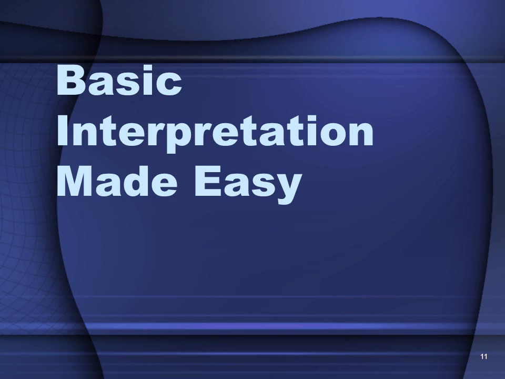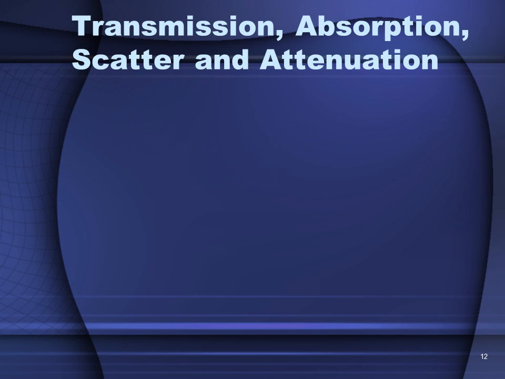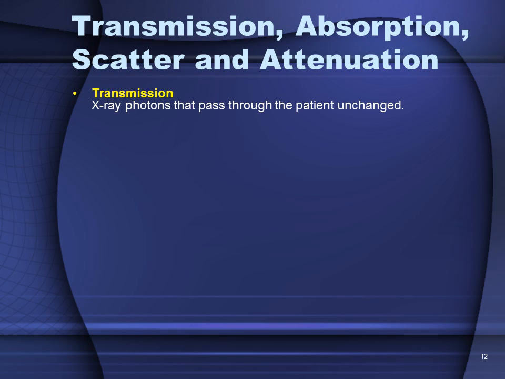So let's discuss now how we go about interpreting or dealing with radiographs. And to do that, we need to understand some basic concepts in radiography and some terms. These include transmission, absorption, scatter, and attenuation. Transmission is the way in which X-ray photons pass through a patient and they are unchanged, meaning their energy levels are unchanged. So they go into the body and exit the body through a path, and their energy level remains the same.